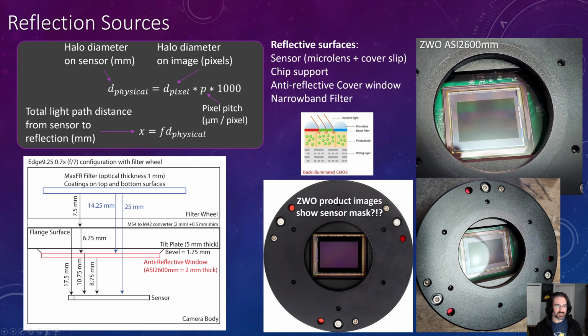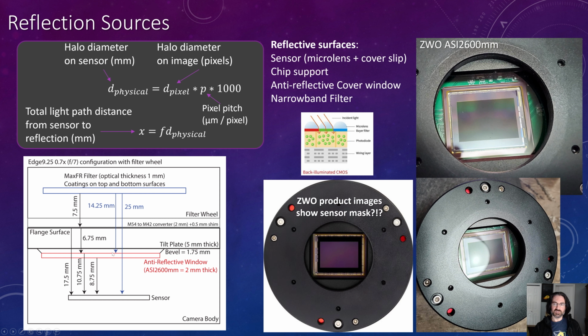So for example, if that reflection happened at your sensor and bounced up to your anti-reflective window and then back down, you would have traversed this 8.75 millimeters twice. Or alternately, if we had calculated that total light path distance to be about 18 millimeters, that would correspond very closely to the light bouncing off the sensor to our anti-reflective window and back. So often what you can do is divide that total light path distance by 2 and start to estimate where that might be in your imaging train.